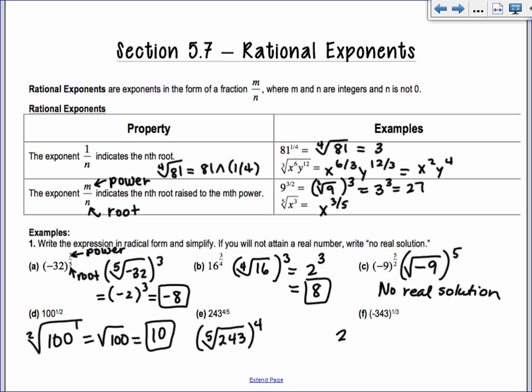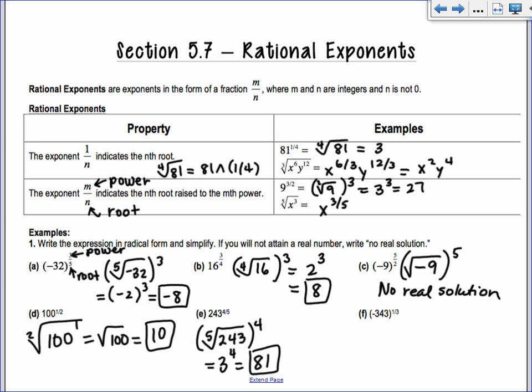And you could always do, if you weren't sure, your factor tree. You could say, oh, 3 and 81. 81 breaks into 9 and 9. 3 and 3 and 3, and there's 5 3s, right? So you can do it that way if you need to. I probably won't give you a big number like that on your test. I don't want to stress you out. So the 5th root of 243 is 3. So I have 3 to the 4th, which is 81.